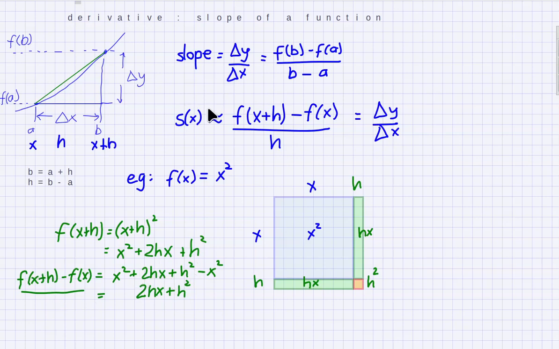But to get this slope of x, we need to divide by h. So we divide that by h, and we divide that by h. And if we divide that by h, we can see an h in each part cancels out, and we have 2x, 2hx over h, which is just 2x, plus h squared over h, which is just h. So that's quite nice. So dy over dx equals 2x plus h.